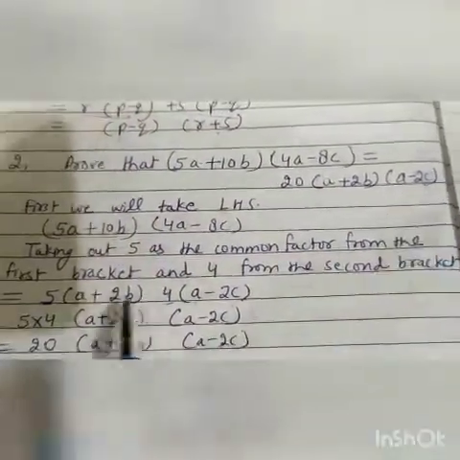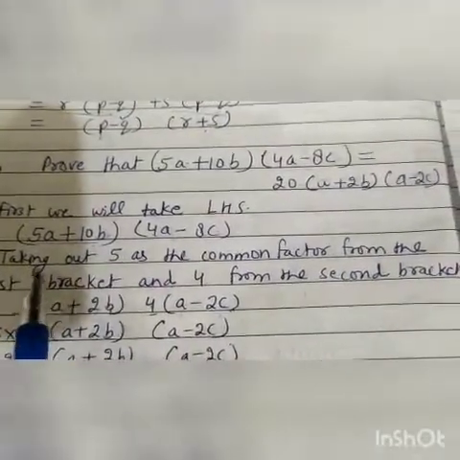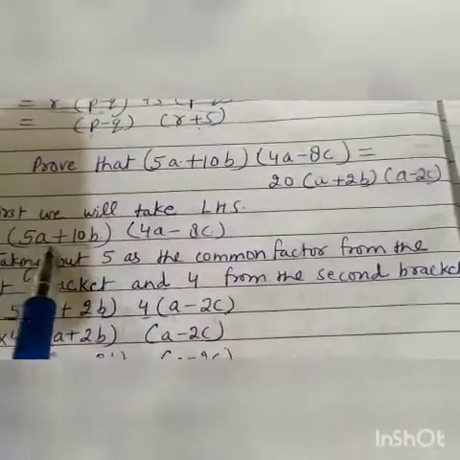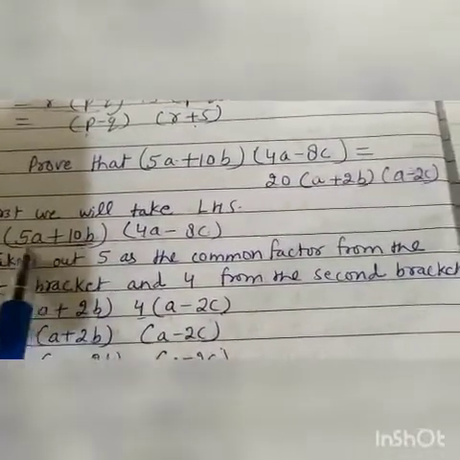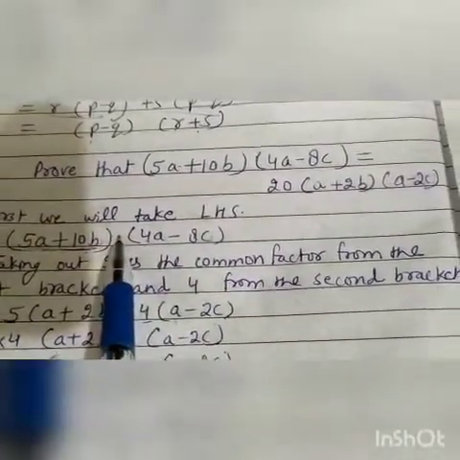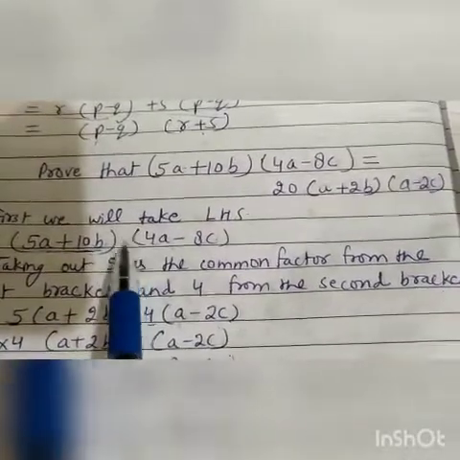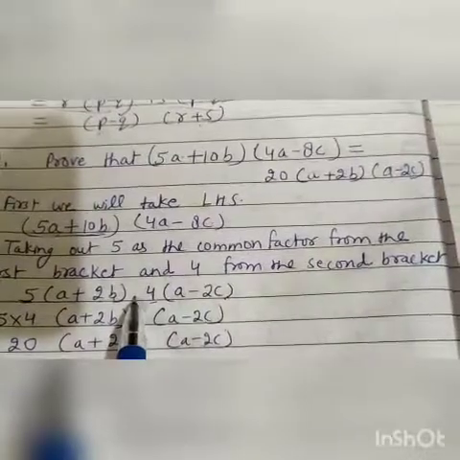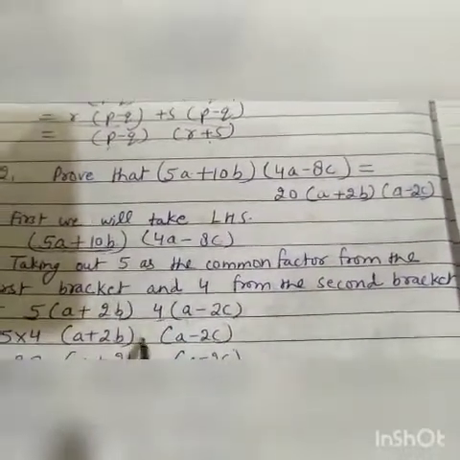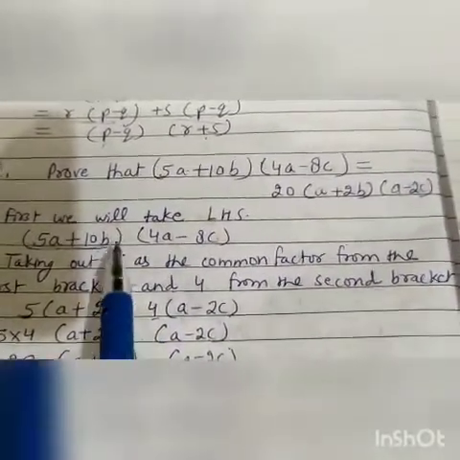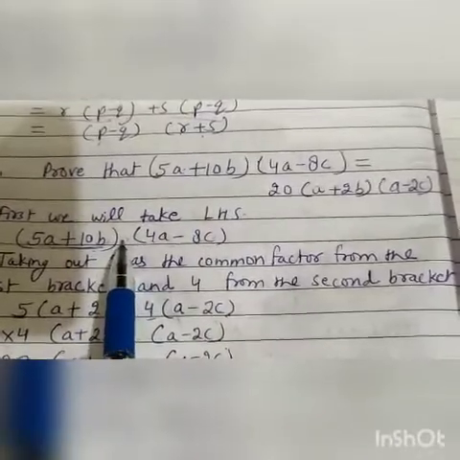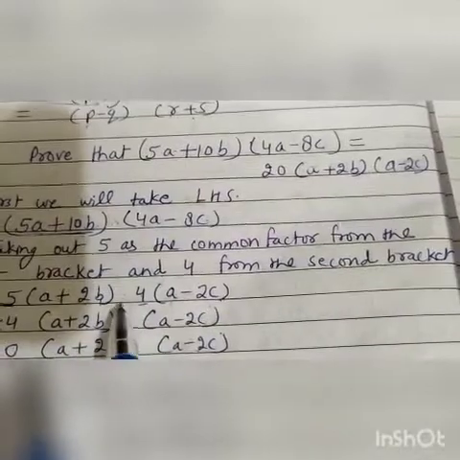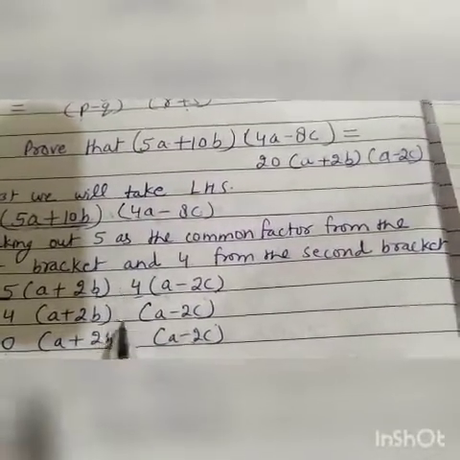Clear? Again, see here. Taking out 5 as the common factor from the first bracket. We are taking out 5 as common factor only from first bracket. And here no sign. There is no sign between these two brackets. So we will not put any sign. If there is plus or minus, then we will put plus or minus as sign here. But if there is no sign, we will not put any sign here.